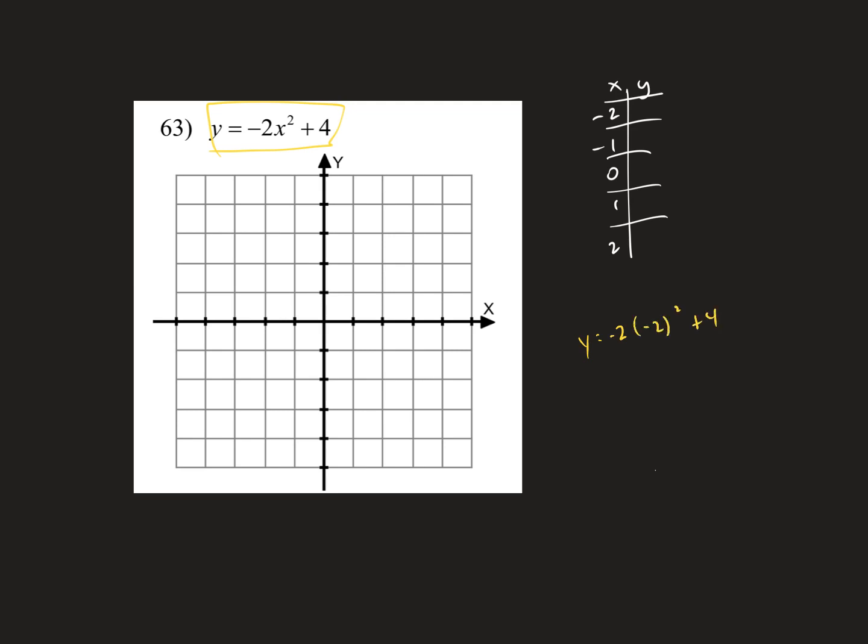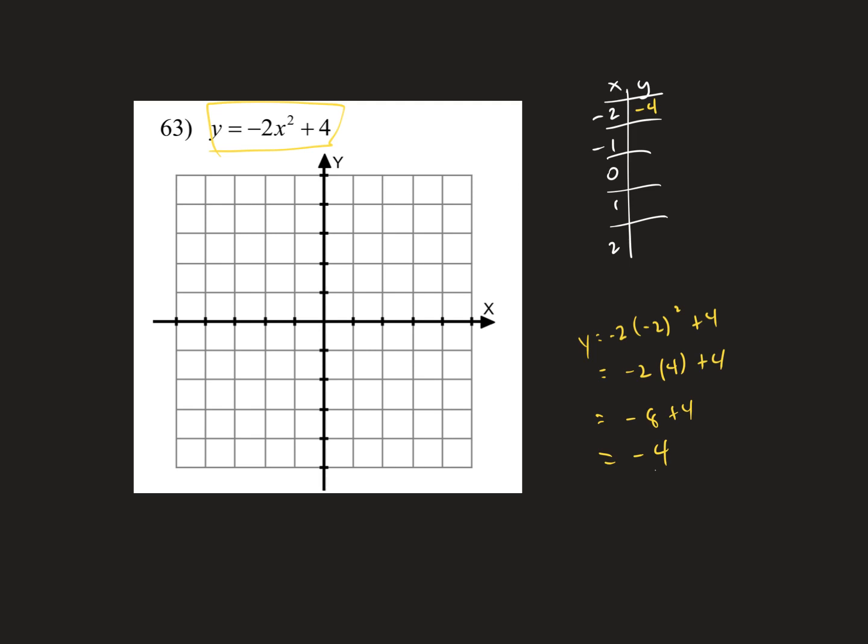And then I need to do order of operations, right? So parentheses, exponents, multiplication, division, and then addition. Then I would repeat the process with each of the numbers.